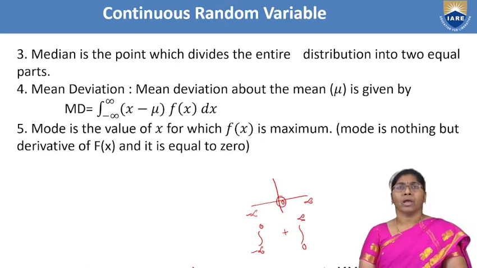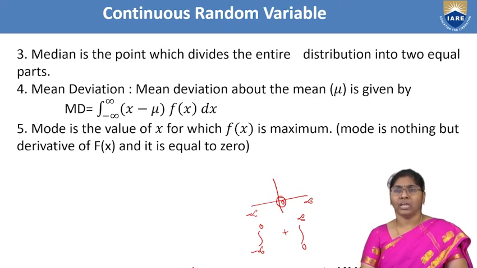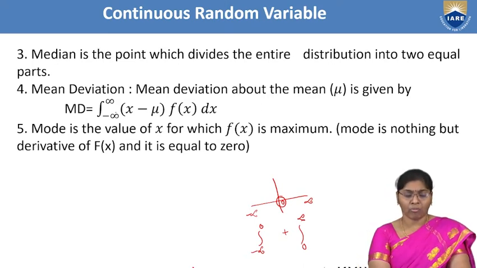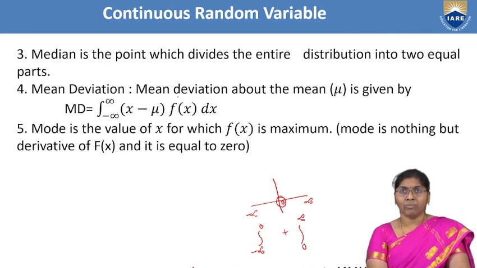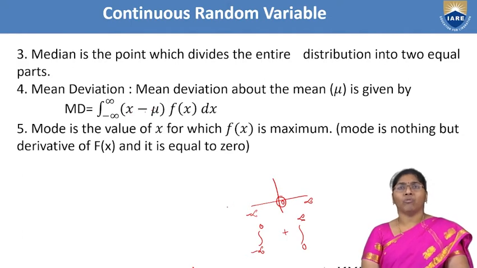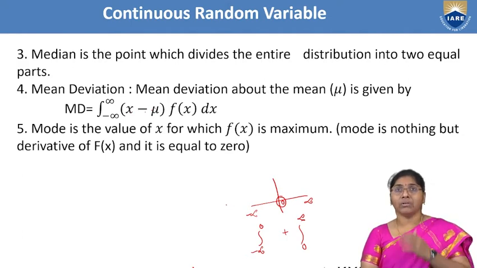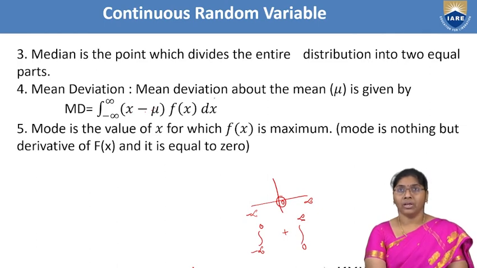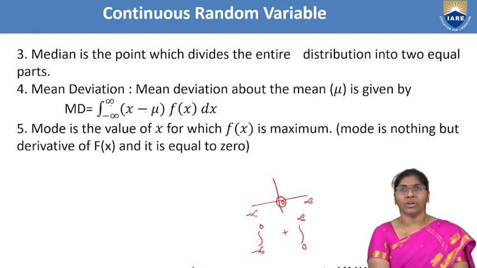That's all. Mean deviation. Mean deviation about the mean mu is given by the integral from minus infinity to infinity of |x minus mu| f of x dx.